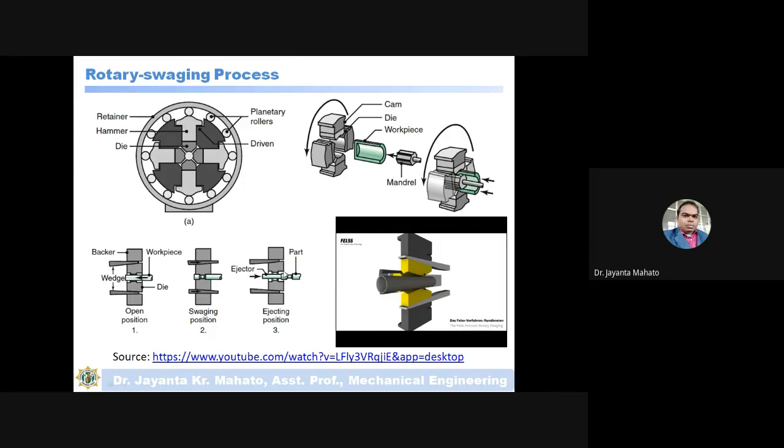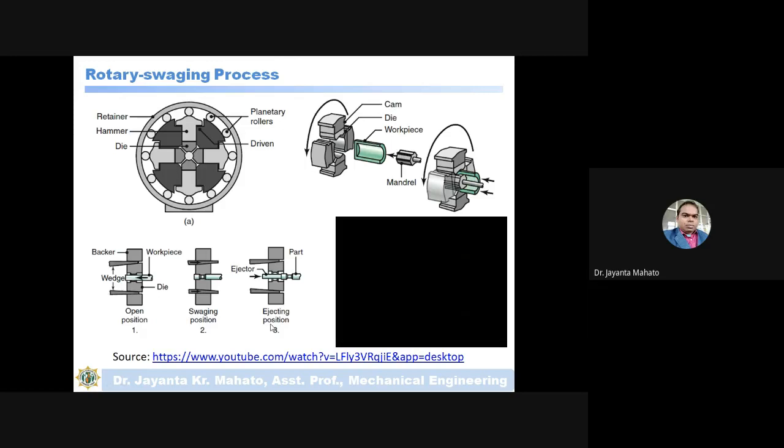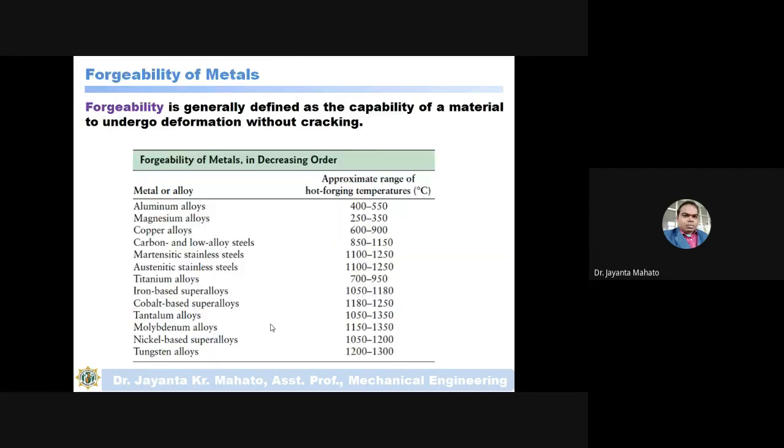The outer surface of the product can take a shape according to the shape of the dies. If the dies are shaped like this, you can make this type of product. So this is the rotary swaging process, rotation as well as hammering. Now, forgeability of material.